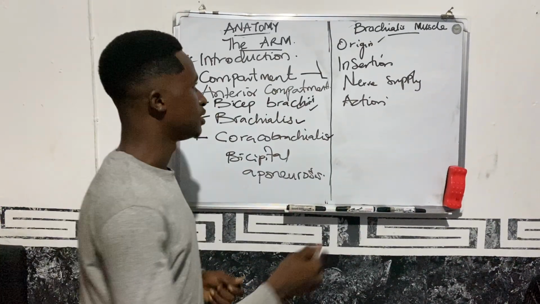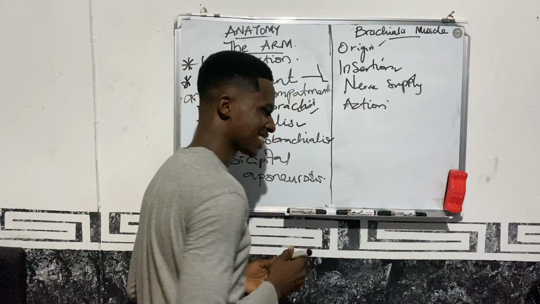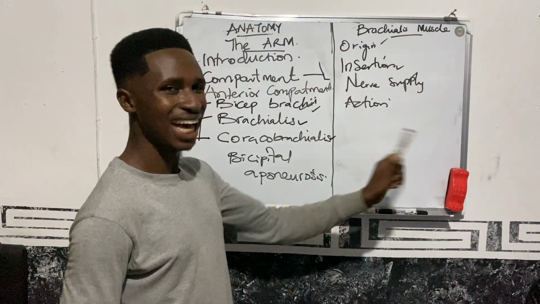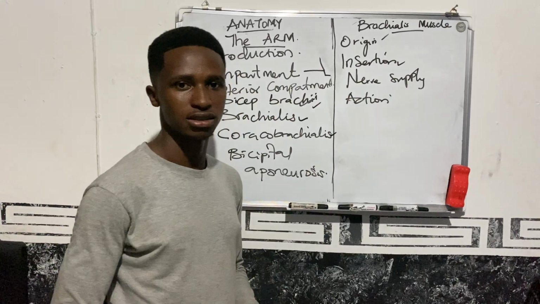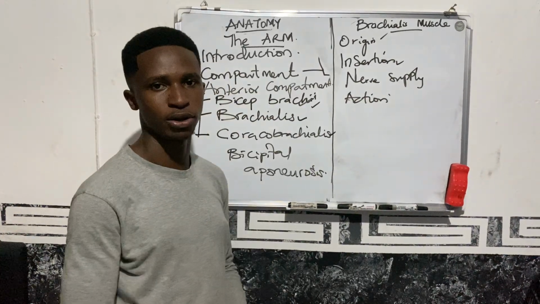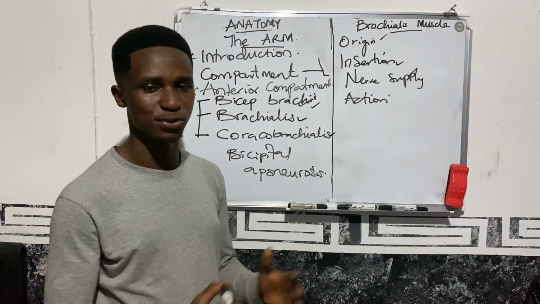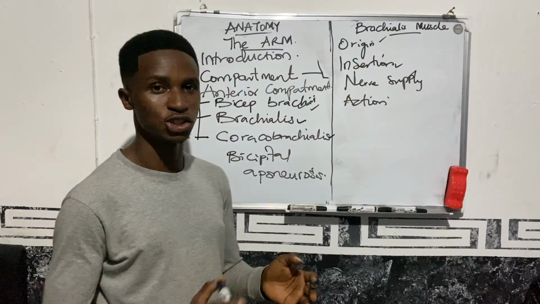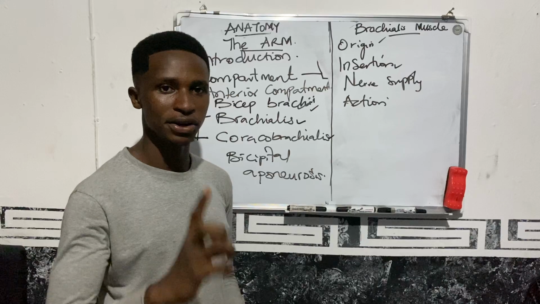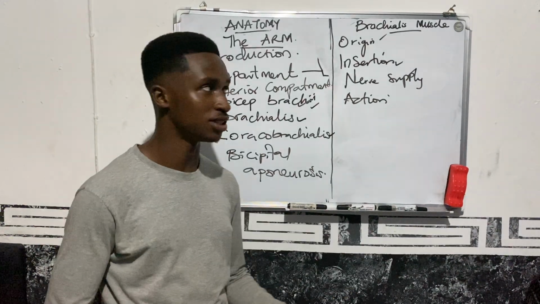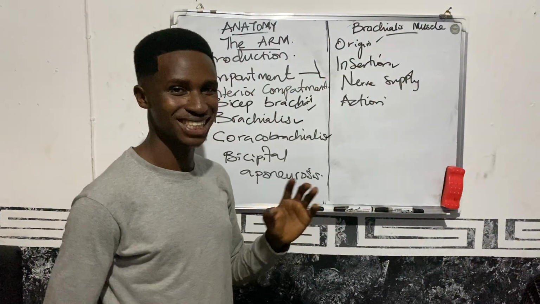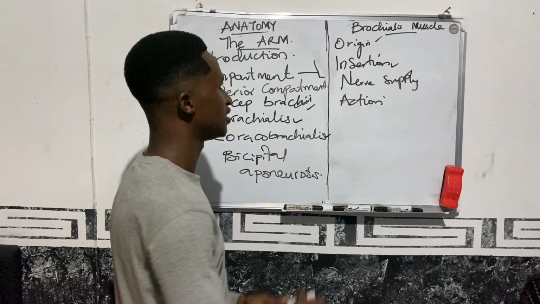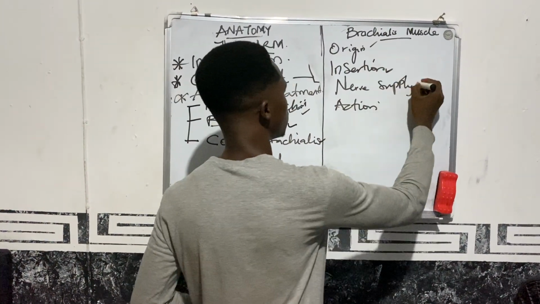Remember, the biceps brachii inserts at the radial tuberosity, but the brachialis muscle inserts at the ulnar tuberosity. So that is the difference between the brachialis muscle and the biceps brachii with relation to the insertion. Biceps brachii inserts at the radial tuberosity. Brachialis muscle inserts at the ulnar tuberosity. That is the insertion of the brachialis muscle.